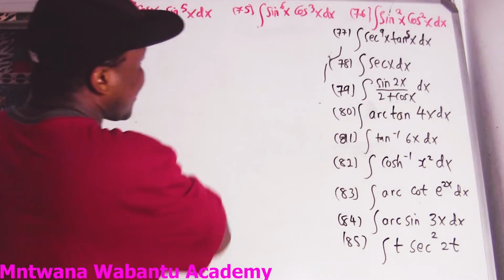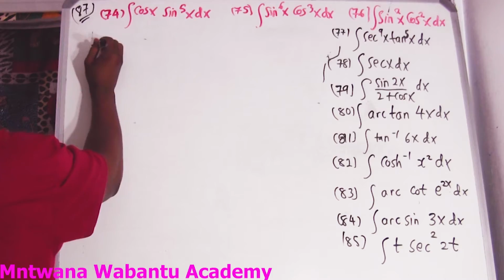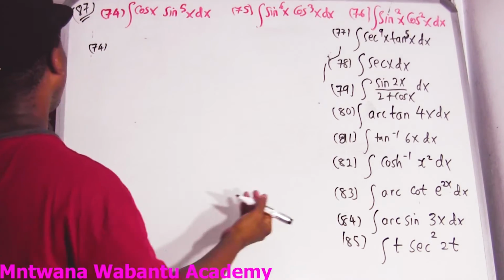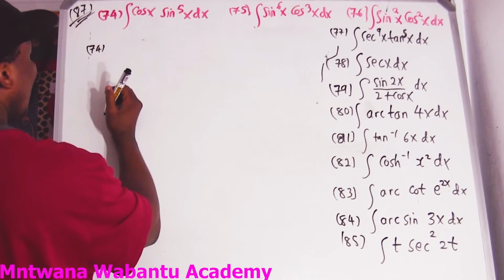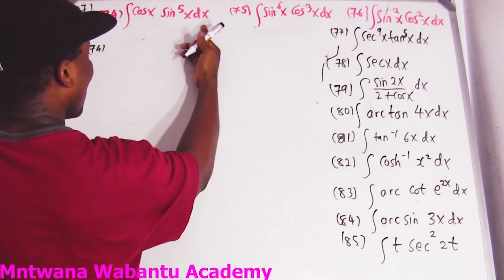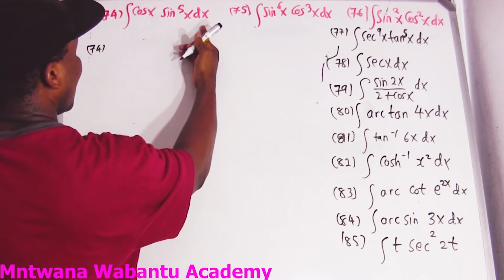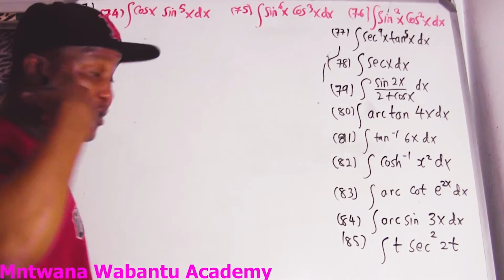Okay, question number 77. Let me start with this one. Okay, 74, it doesn't matter. When I finish this, I'm on question number 87. Now, integrate this. Nobody tells you, but you have to use common sense. I'm going to have to separate this. Nobody teaches you, but you've got to use common sense.